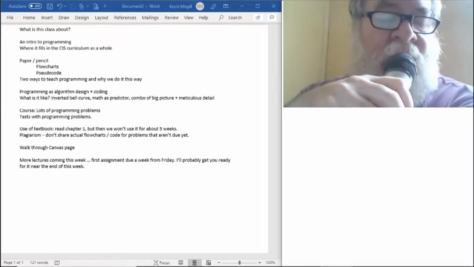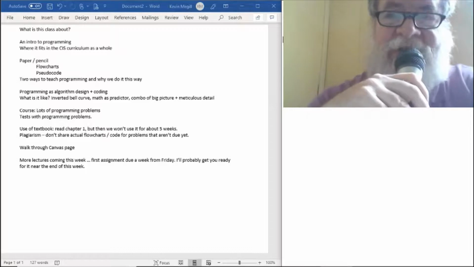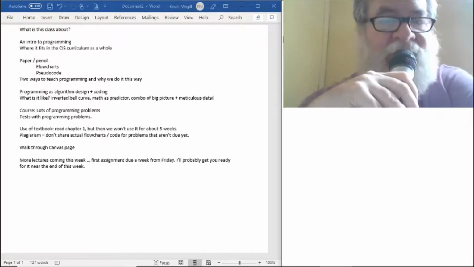So I'm trying to adjust the volume of this. The last thing seemed a little bit low. Hopefully this will be bright enough.